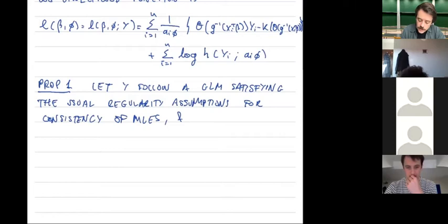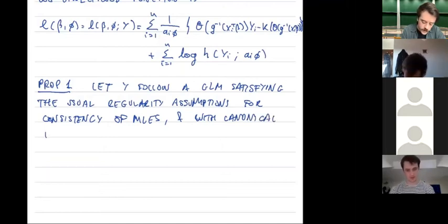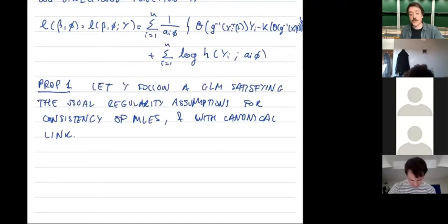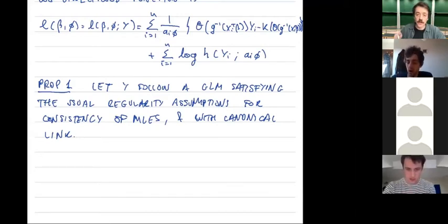And with the canonical link, okay? So for those that did the undergraduate at Cambridge, you'll probably have taken the Principles of Statistics course, which at some stage included these regularity assumptions. You don't need to know them for this course, but just be aware that there are some assumptions that guarantee that if you have an MLE, so by the way, I remind you that the MLE is the maximizer of the log likelihood, which is the maximum likelihood estimator.